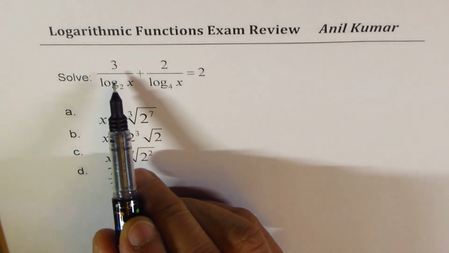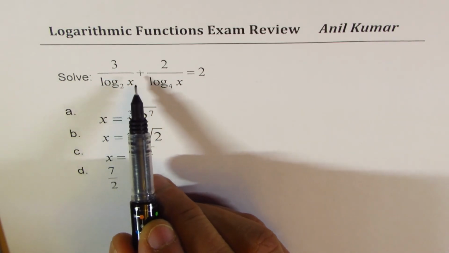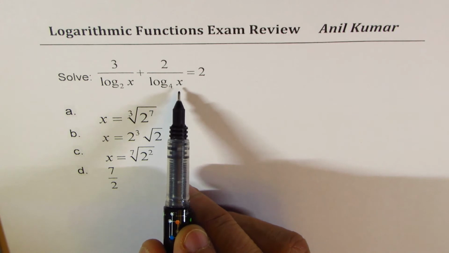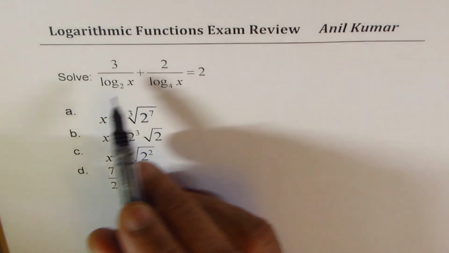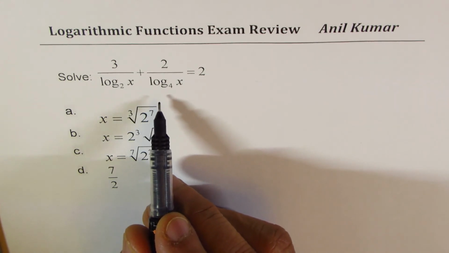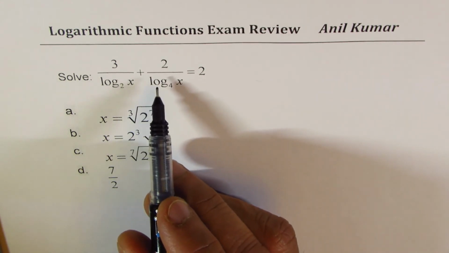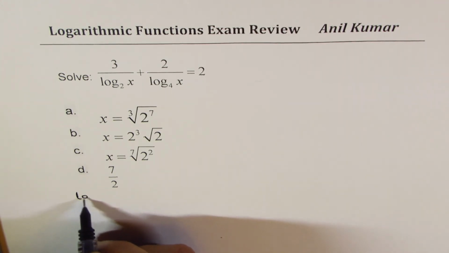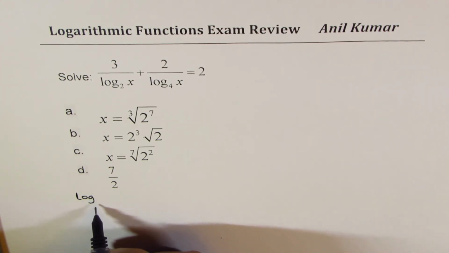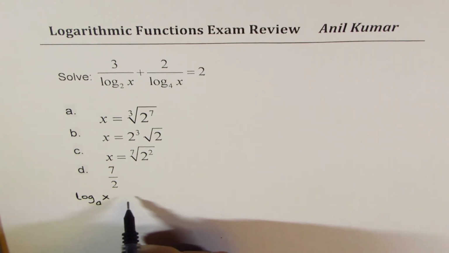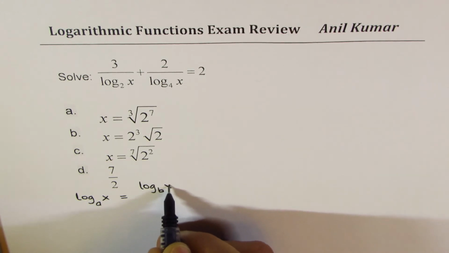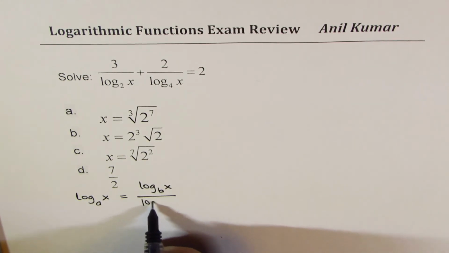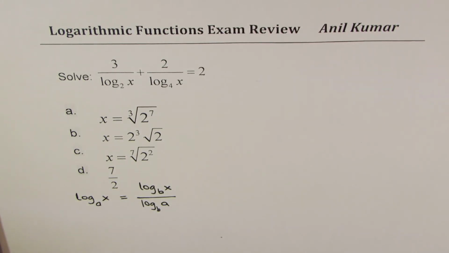We need to solve 3 over log to the base 2 of x plus 2 over log to the base 4 of x equals 2. To solve this, we'll use the change of base formula, and that too a very special version of it. Let's take a reminder on that. So if I have log a of x, I could write this as log to the base b of x over log to the base b of a, correct? So that is the standard change of base formula.